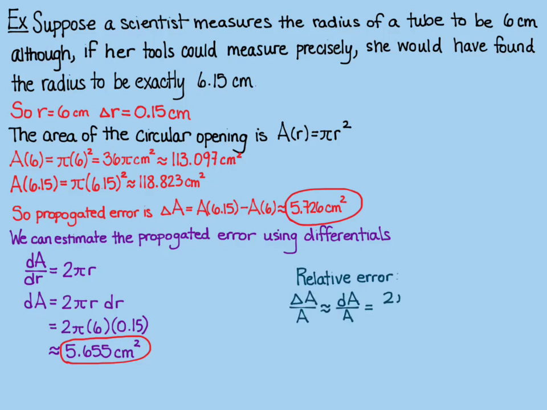The relative error, remember, is sort of like the percentage. It's ΔA divided by A. And if we wanted to approximate it, we could do dA divided by A. Looking at the formula, dA was 2πr times dr, and A was πr squared. So the π and one of the r's cancel from the top and the bottom, and we're left with 2 dr over r. If we plug in for dr and r, we end up with 0.05. So the relative error is about 5%.